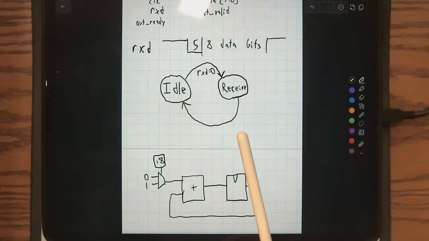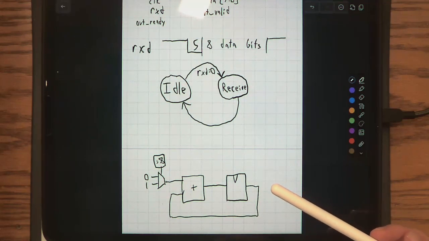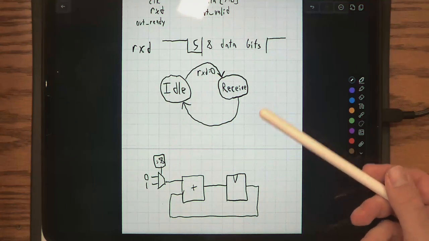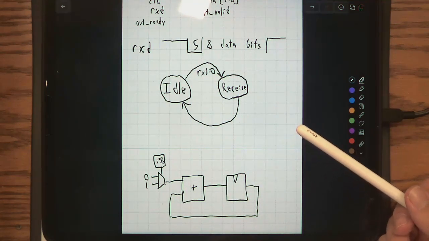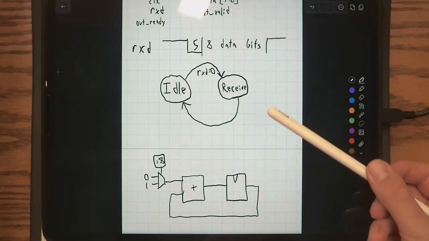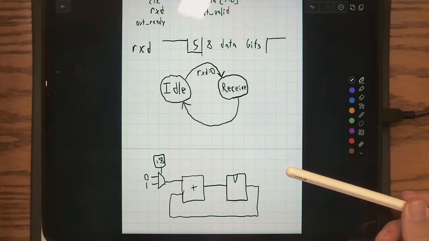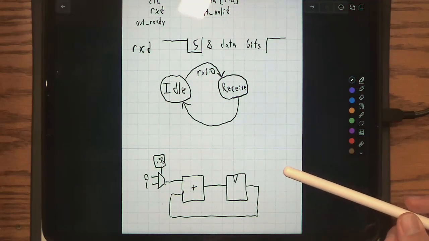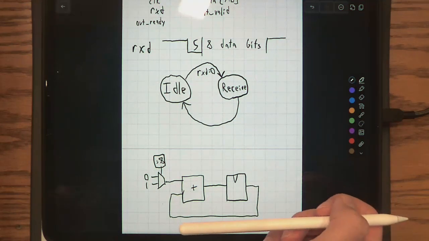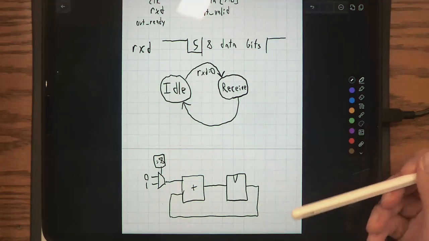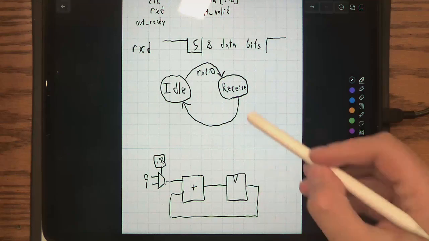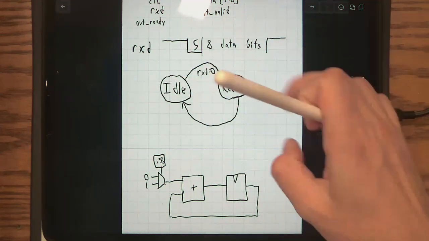When? I don't think it's a trick question. It's just when. Yeah, exactly. When the count is equal to 8. So when the count equals 8, that probably means that we've received all of our data, and now we can go back to idle. So there we go.